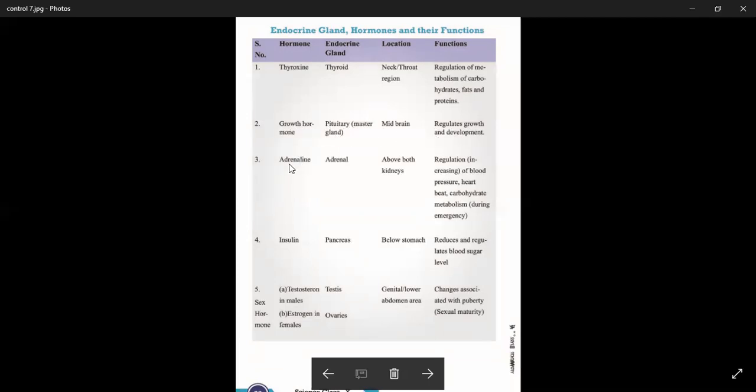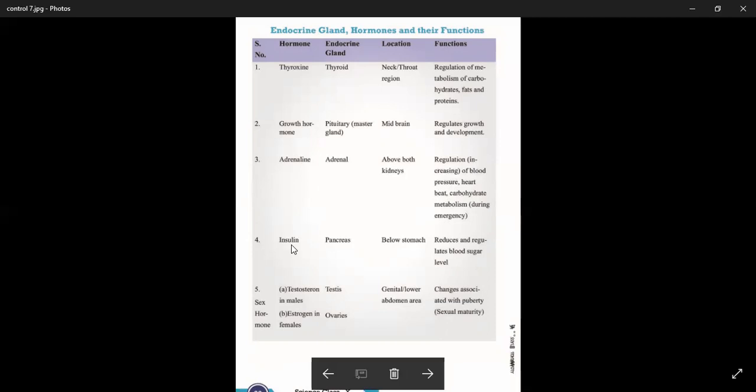Now adrenaline. Adrenaline is secreted from the adrenal gland. It is present above the kidney, that is on the head of the kidney, and it regulates blood pressure, heartbeat, and carbohydrate metabolism during emergency of the body, and it also helps in the regulation of urine formation. That is ADH. ADH is secreted from the kidney.